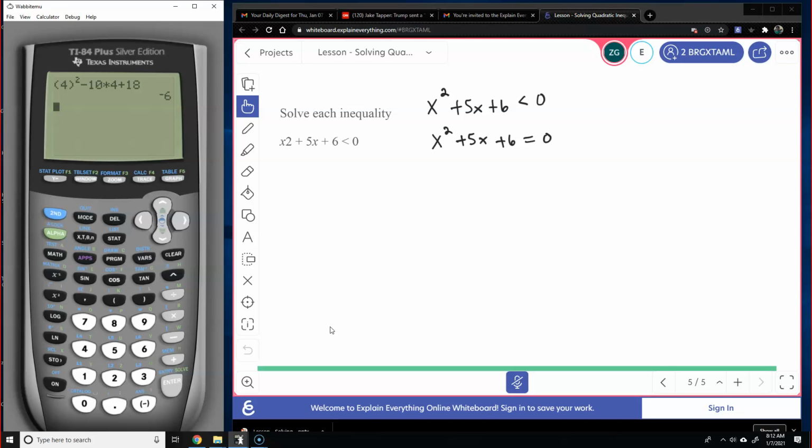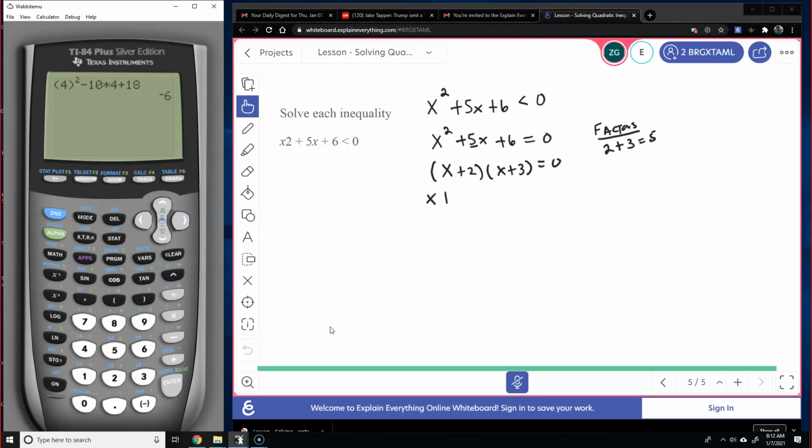How do you find those critical values? Well, you got to solve for x. So you got to find the factors of 6. We're going to solve this by factoring. So we know it's going to be 2 and 3. So 2 plus 3 gives you 5. Isn't that what we have here in the middle? So what do we have as our factors? x plus 2 times x plus 3. And we said equal to 0.